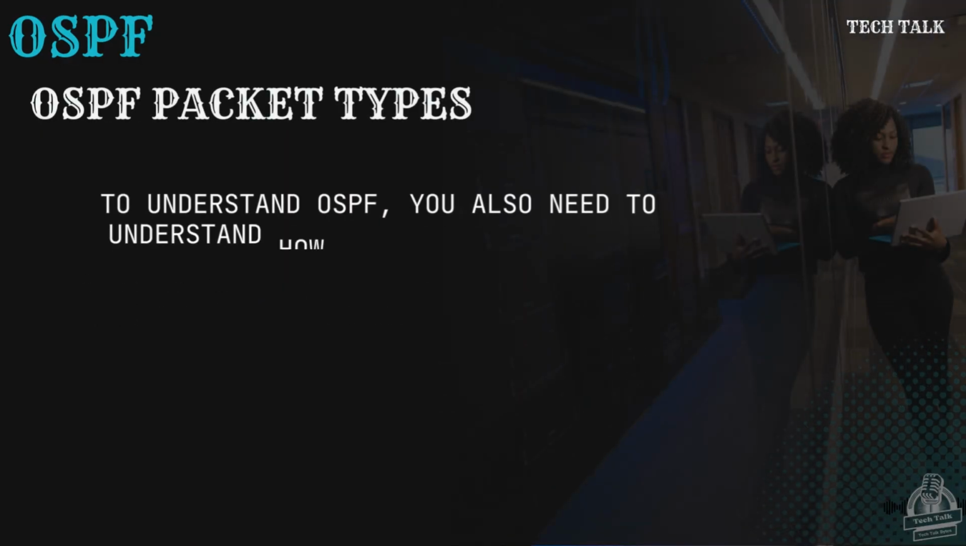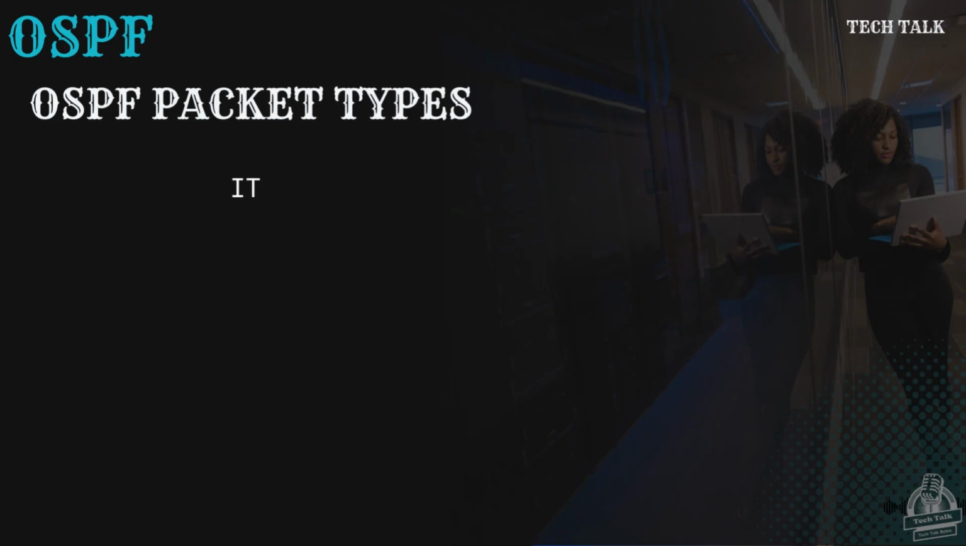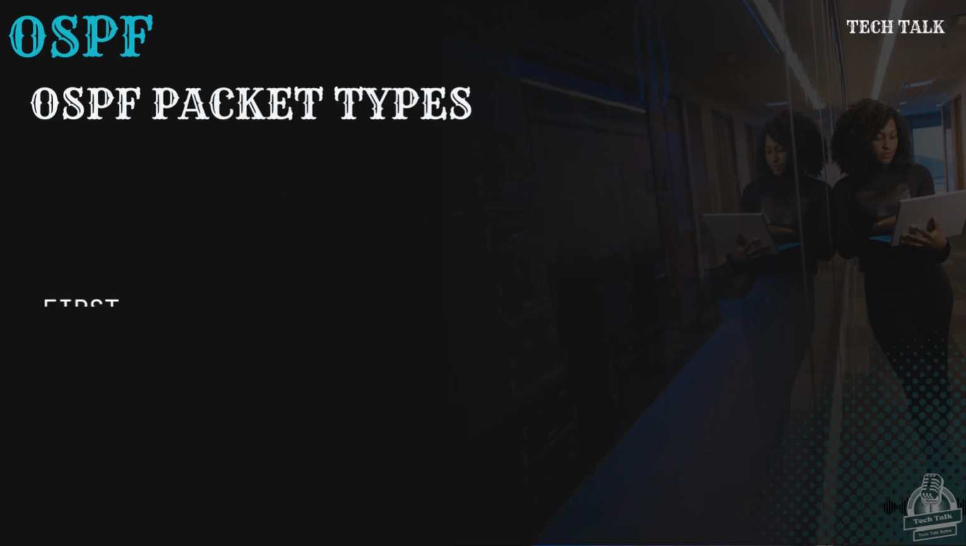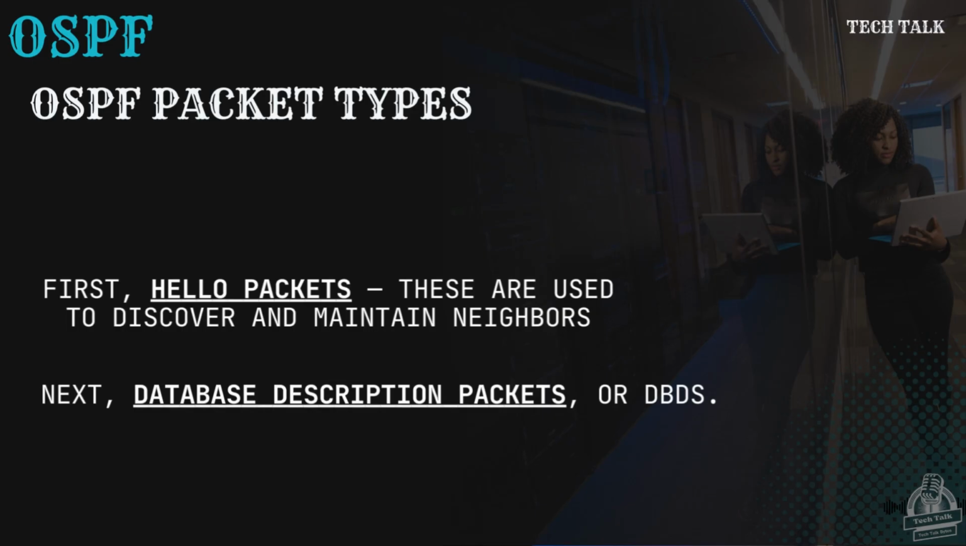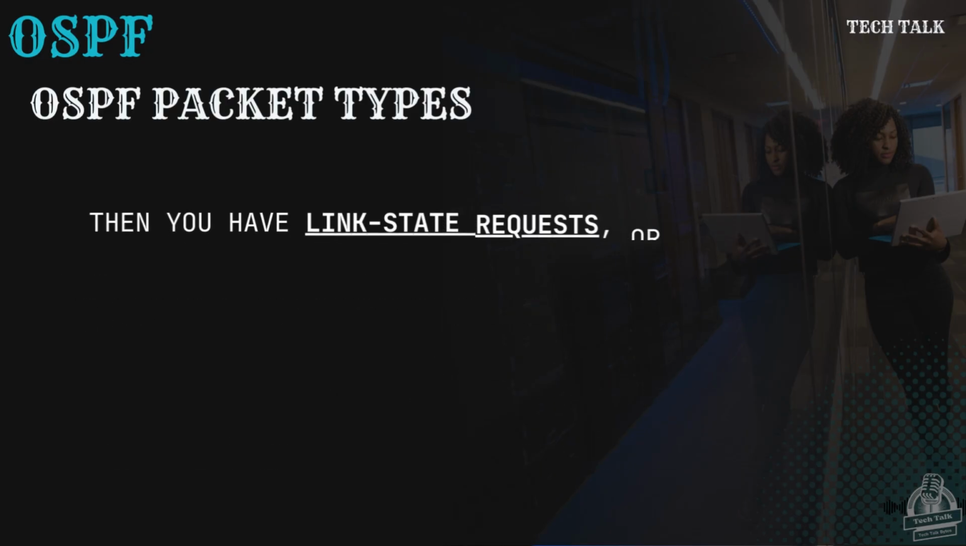To understand OSPF, you also need to understand how routers communicate. OSPF doesn't just send routes. It uses 5 specific packet types, each with a very specific job. First, hello packets. These are used to discover and maintain neighbors. Next, database description packets, or DBDs. These don't carry the full database. They're summaries used to compare what routers already know.